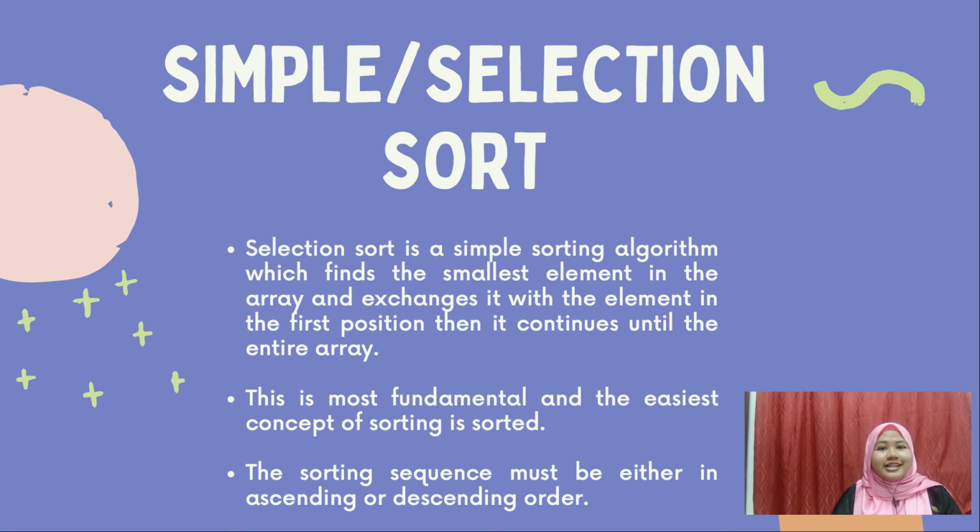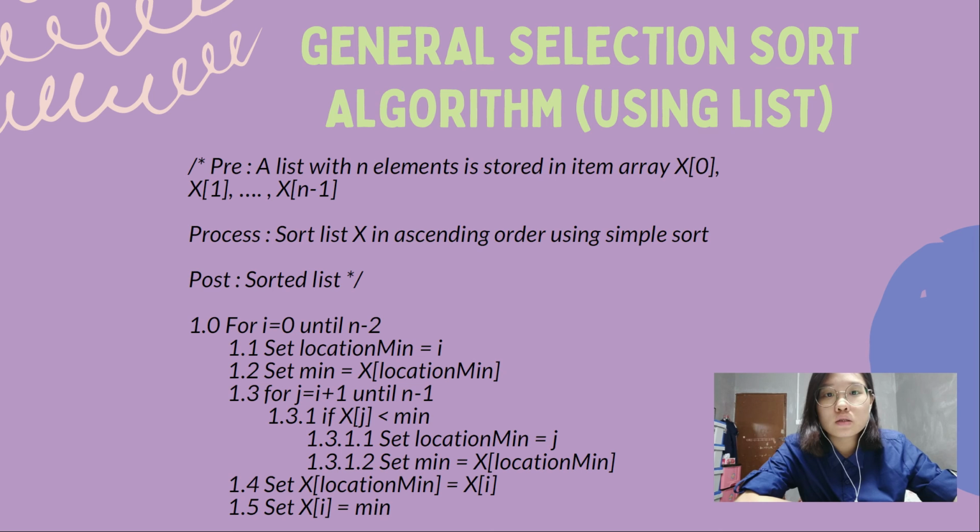Okay friends, what is the selection sort? A selection sort is a simple sorting algorithm which finds the smallest element in the array and exchanges it with the element in the first position, and it continues until the entire array is sorted. The selection sort is the most fundamental and easiest concept of sorting. In addition, in selection sort, the sorting sequence must be either in ascending or descending order. Selection sort is sometimes also known as the simple sort.